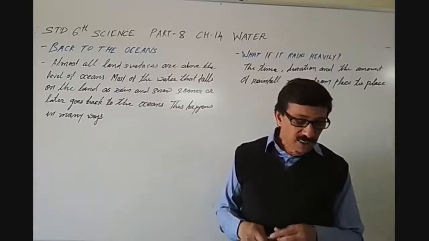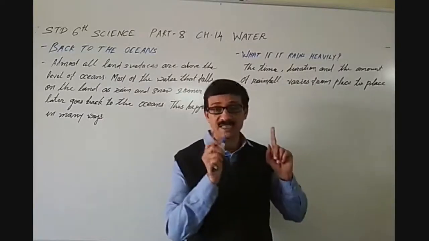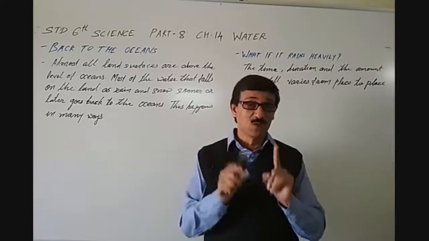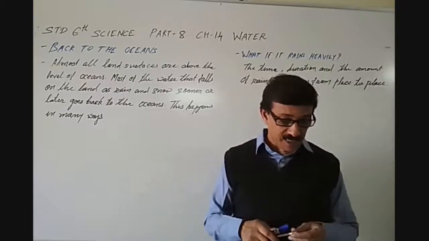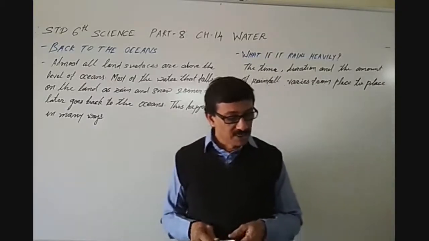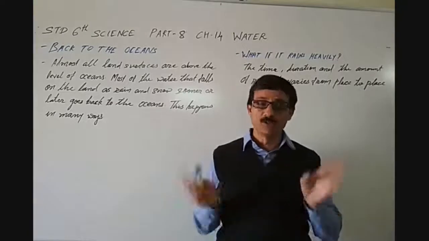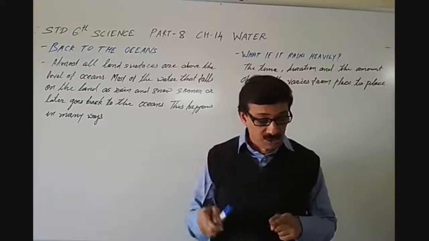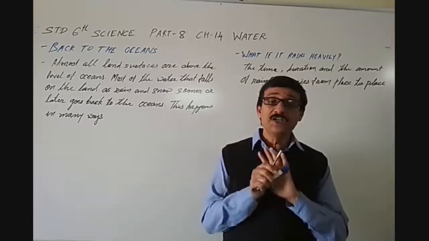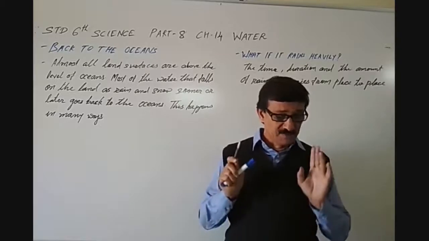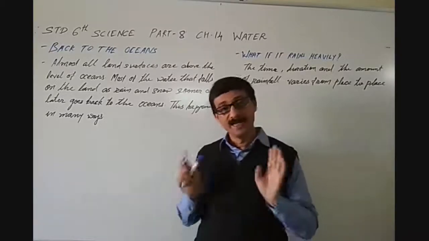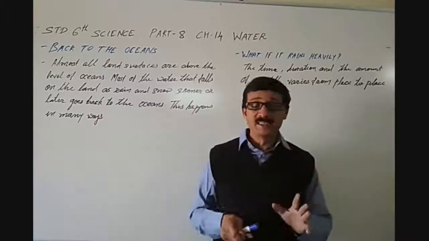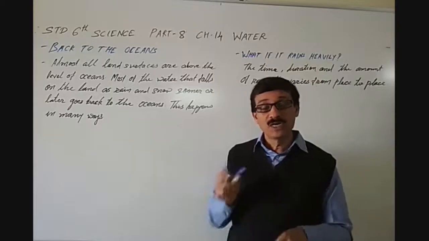The circulation of water in this way is known as the water cycle. This circulation of water between ocean and land is a continuous process. This maintains the supply of water on the land. So hence we come to know the water cycle.